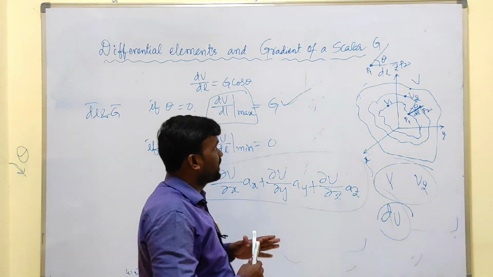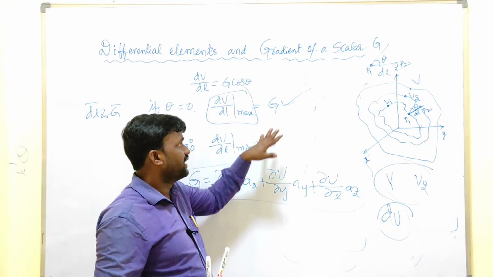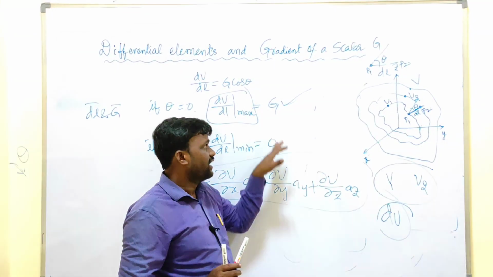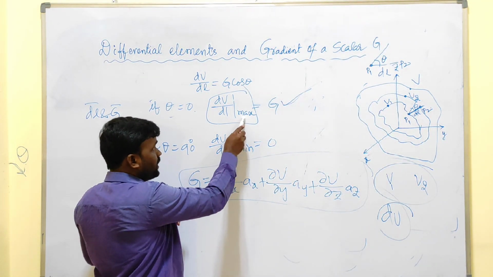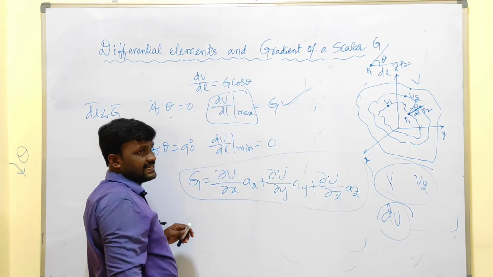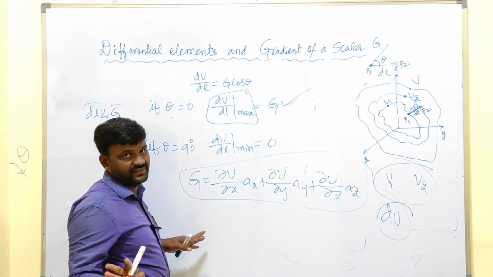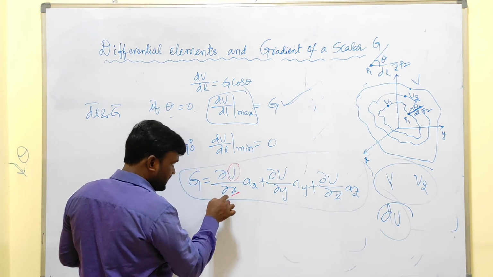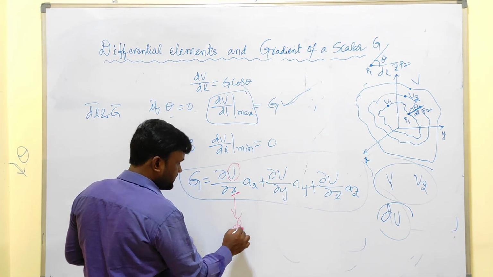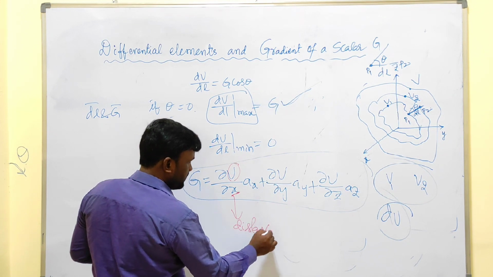That means what I want to say is a simple thing. Gradient of any scalar function represents what? The maximum space rate of change of the scalar function. Of course, here this v is varied with respect to x. Space means a distance.